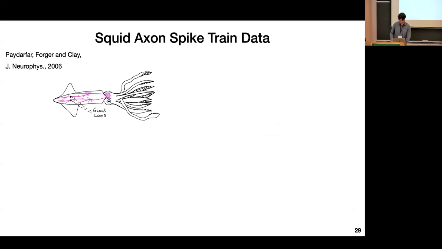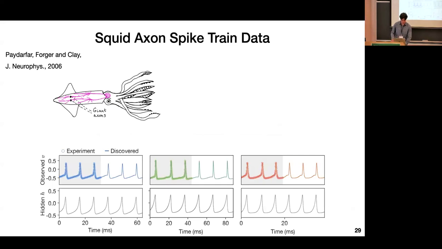Okay, now I want to show two experimental examples, and this is essentially where I'm going to end, so we might have more time for questions. The first example that I want to show, we pulled some data of actual voltage recordings from squid axons. So I drew the squid. It took me a little bit of time.